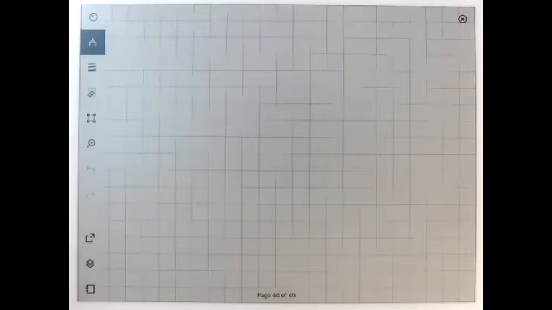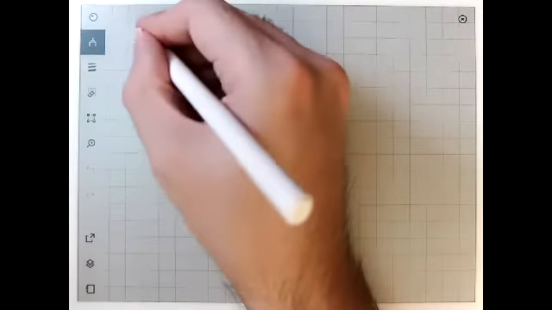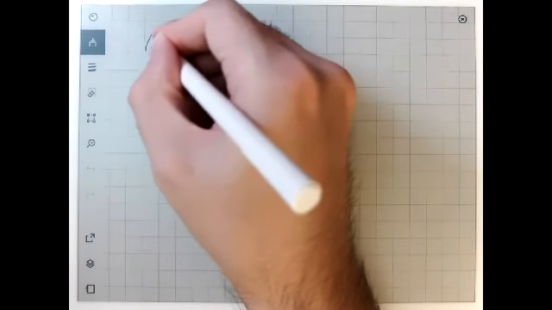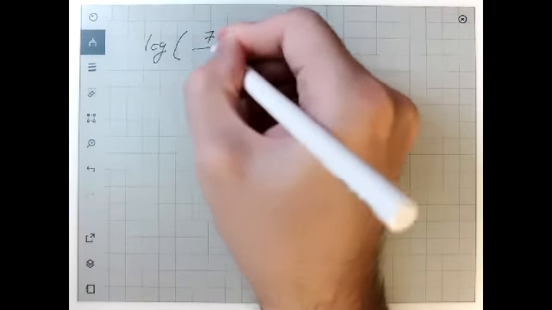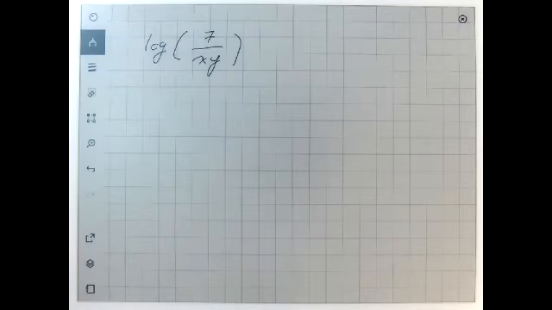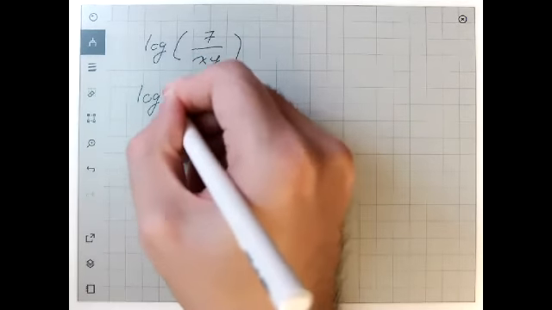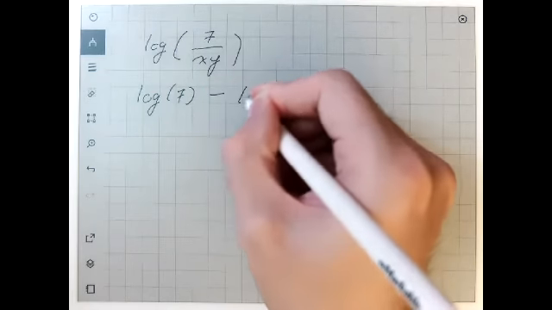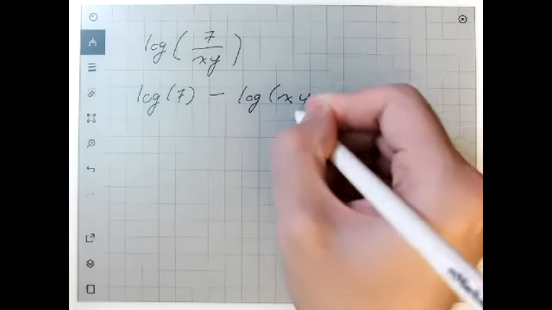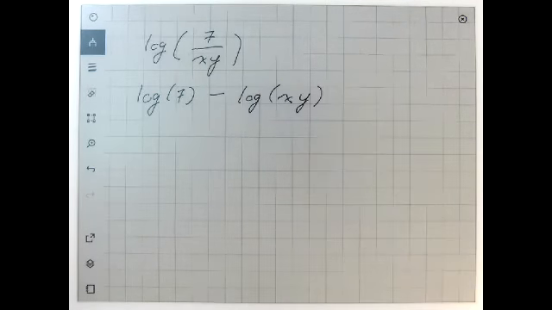One thing I want to remind you of is to be careful that subtraction distributes. In this case, I have the log of 7 over x times y. And splitting up that with the division is log 7 minus log xy.